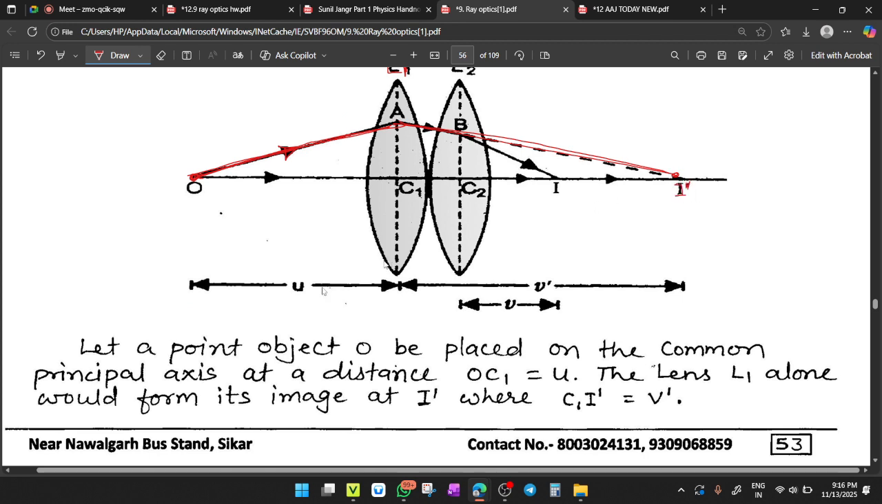Okay, so let a point object O be placed on the common principal axis at a distance OC1. So this becomes U, yes, OC1 equals U, and it forms the image at C1 I dash. This distance equals V dash, the image distance for the first lens.